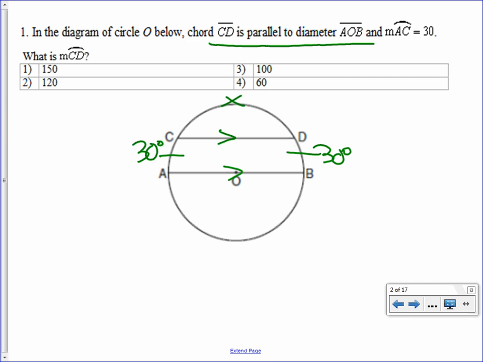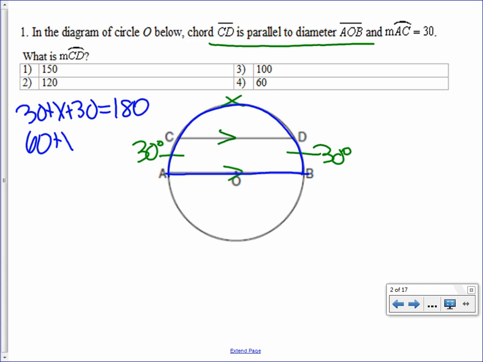Well, we know when we're doing a circles problem to look for inscribed angles, central angles, and in this case, diameters. And I know the diameter cuts the circle in half, and each half is 180. So 30 plus x plus 30 must equal 180. From there, I solve it, and I get my answer of 120 degrees.